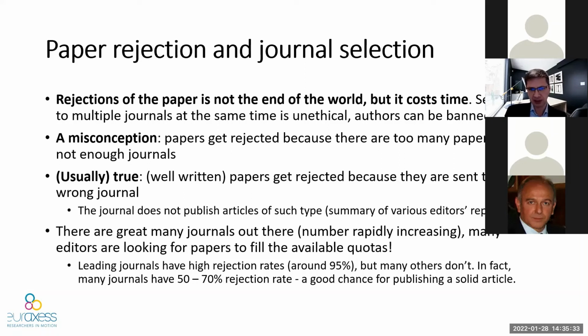And many people think that many papers get rejected because there are generally too many papers sent and not enough journals. That is completely not true, because there are very, very many journals now. Every year, thousands of new journals are emerging. So usually, a paper gets rejected because you sent it to the wrong journal. You select the wrong journal and everything happens because of that.